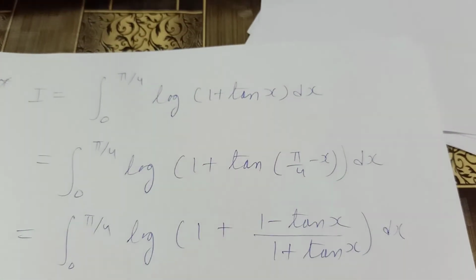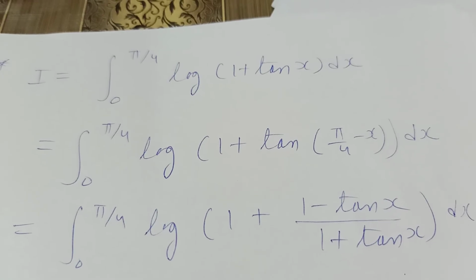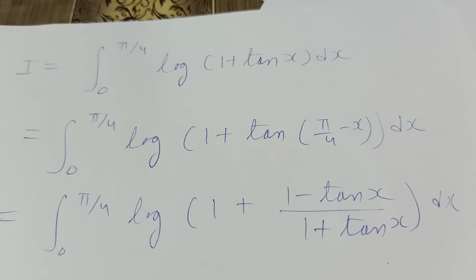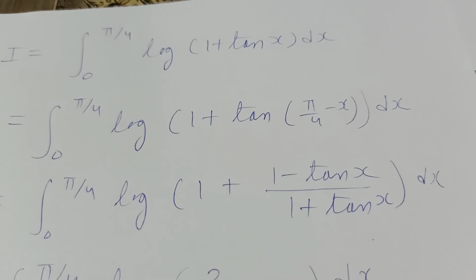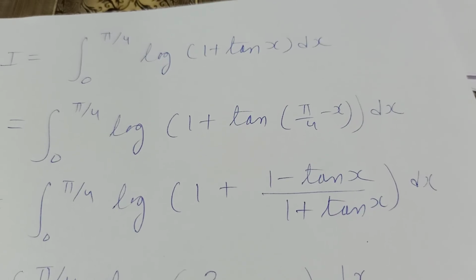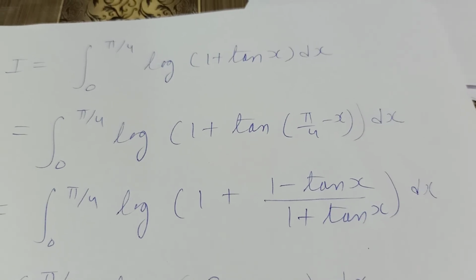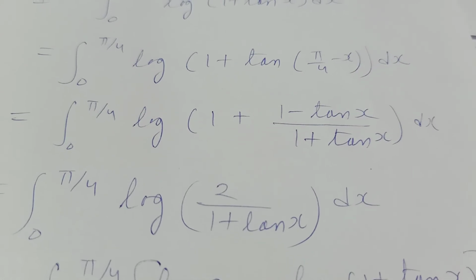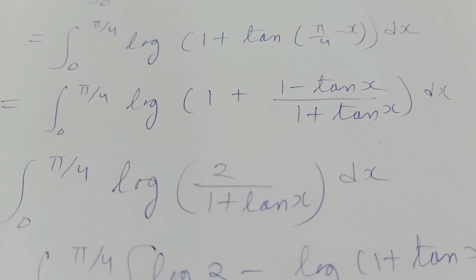Next, this is again an integral, a very important integral: 0 to pi by 4 of log(1 plus tan x) dx. We will apply the fifth property that we have discussed: 0 to pi by 4 of log(1 plus tan), and we have replaced x by pi by 4 minus x. Now we will use the formula of tan(x minus y), that is, (tan x minus tan y) upon (1 plus tan x tan y). So it comes out to be (1 minus tan x) upon (1 plus tan x). If we simplify it, we will get log of 2 upon (1 plus tan x). Now the property of log is log(m by n) equals log m minus log n.